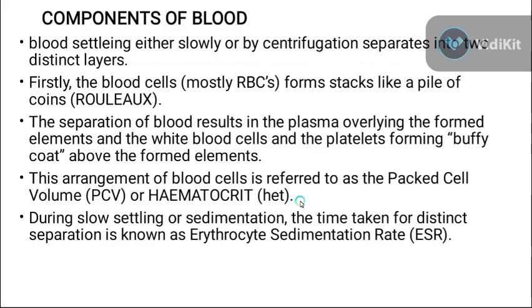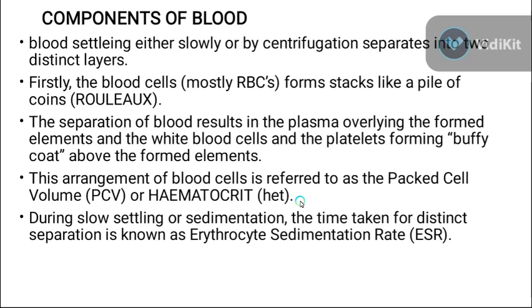Components of blood. Blood settling either slowly or by centrifugation separates into two distinct layers. Firstly, the blood cells, mostly RBCs, form stacks like a pile of coins, rouleaux. The separation of blood results in the plasma overlying the formed elements and the white blood cells and the platelets forming the buffy coat above the formed elements. This arrangement of blood cells is referred to as the packed cell volume, PCV, or hematocrit, HCT.